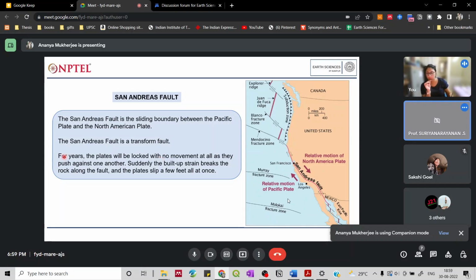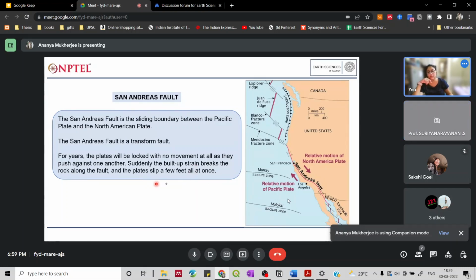Over here, the plates will be locked with no movement at all as they push against each other, and suddenly the built-up strain, the strain that is accumulated due to the stresses, will release every few years. The plates will again move for a few feet or kilometers, and again stop moving for a while.